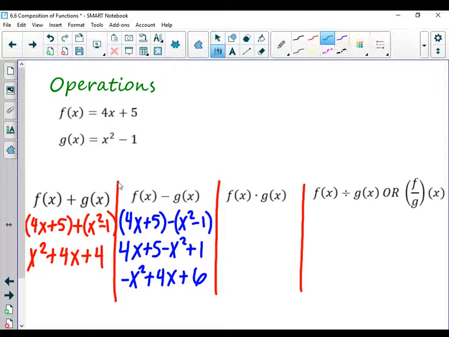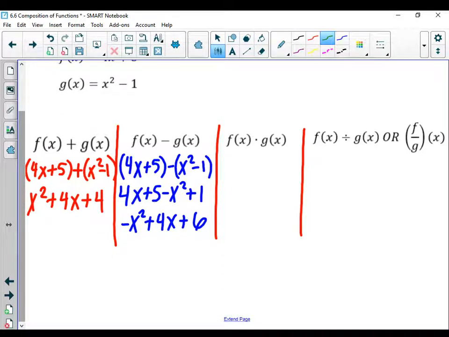Multiplying the two together, I have f of x, which is 4x plus 5, and g of x is x squared minus 1. And we double distribute, so 4x cubed plus 5x squared minus 4x and minus 5. Okay.